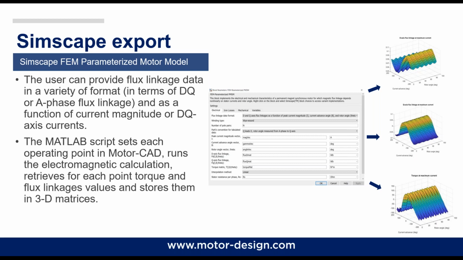The MATLAB script passes the combination of these vectors to MotoCAD, calculates the electromagnetic performances of the machine, and for each combination it retrieves the value of the torque and fluxes, and then stores these values in matrices. At the end of each cycle, we will have the data stored as 3D matrices, as we can see on the right side of the slide, defined in terms of current advance angle and rotor angle.